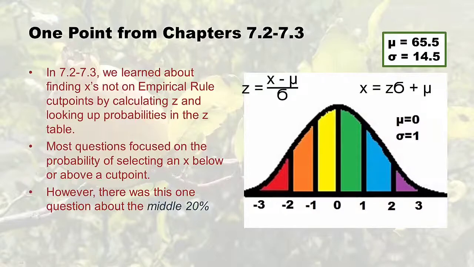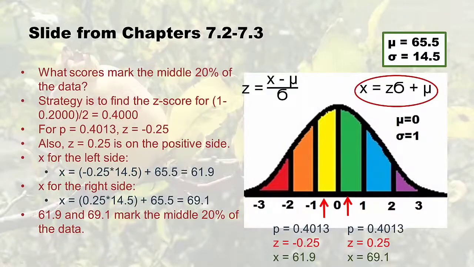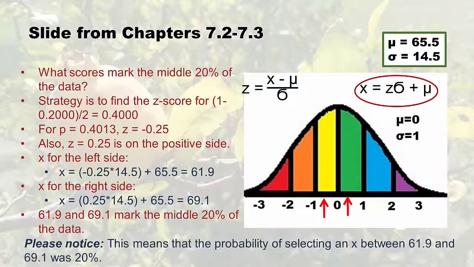However, there was one question I gave you on the slides about a middle 20%, so I'm bringing that one up. So this was the question. What scores mark the middle 20% of the data, right? So it'd be like 10% on one side and 10% on the other. And so what we did was we looked up what the probabilities were and what the Z's were, and we got the middle 20% of the data. And so the middle 20% of the data was 61.9 through 69.1. So I just wanted you to notice that that also could be said this way. It's like the probability of me selecting an X between 61.9 and 69.1 was 20%.